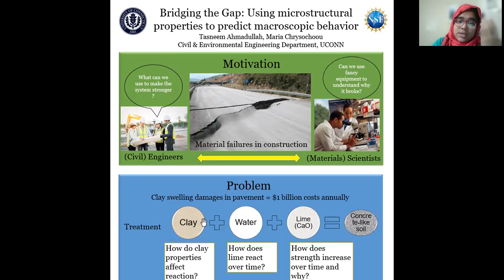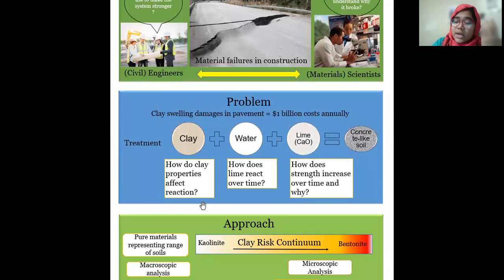As you can imagine, the road breaking due to clay swelling has economic consequences, and it has been reported that it costs $1 billion annually. So the treatment process is the addition of clay, water, and lime to make concrete soil. The research question is how the chemistry of clay and lime helps make this process happen.